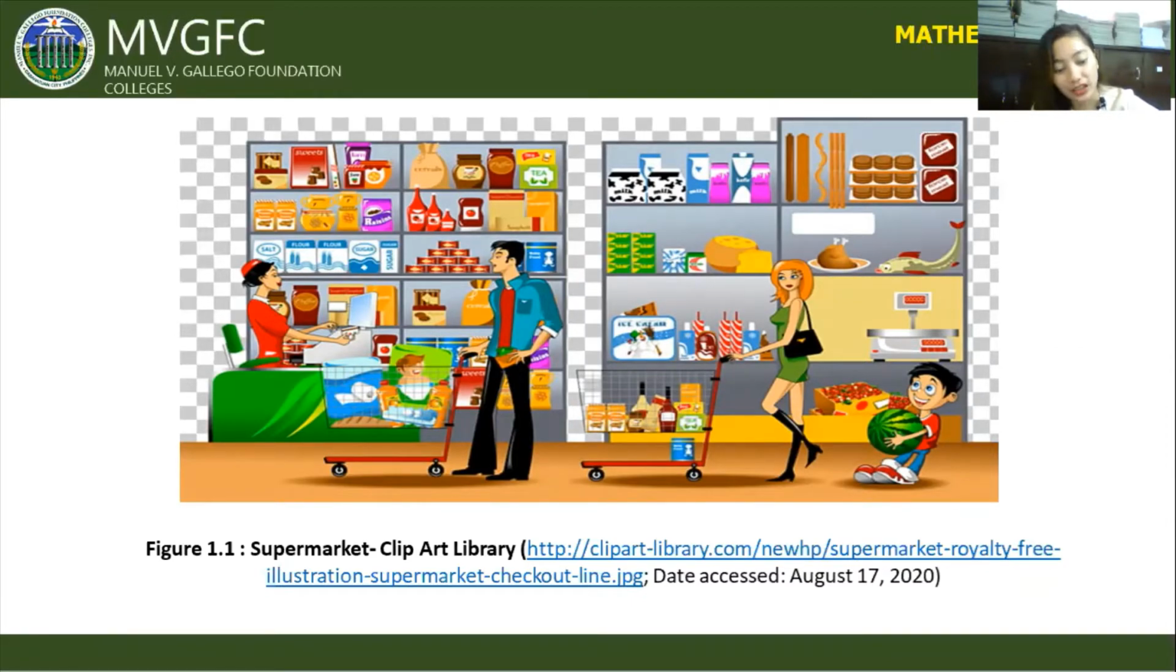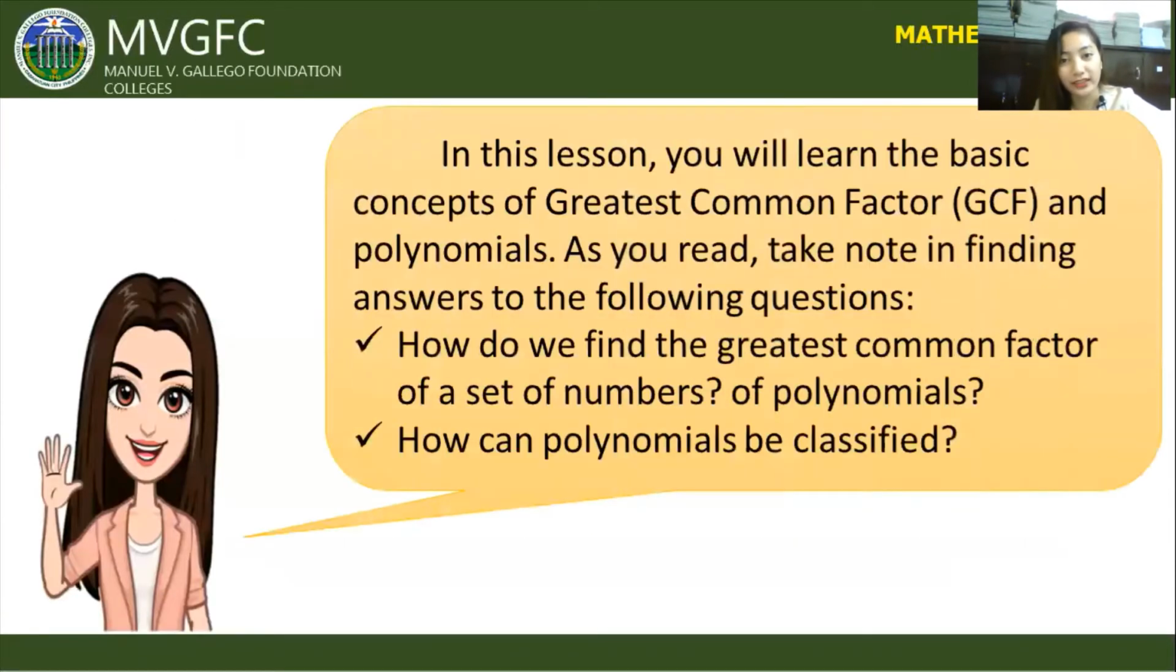So, looking at the picture above, can you identify the common items or products that you want to eat? In line with your observation, our lesson will focus on finding the common factors of two or more numbers or polynomials. In this lesson, you will learn the basic concepts of greatest common factor, or GCF, and polynomials.